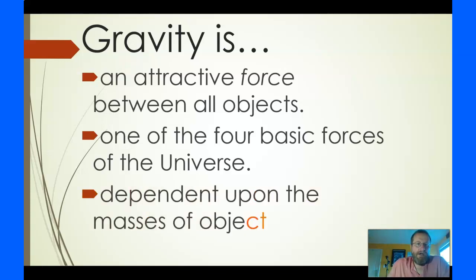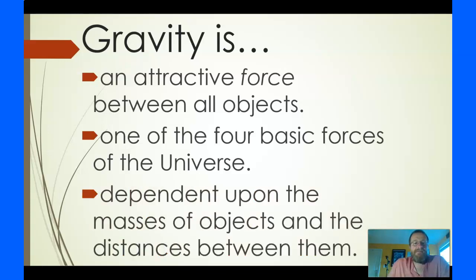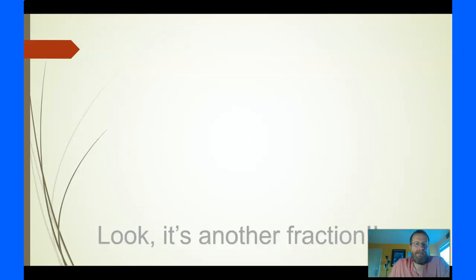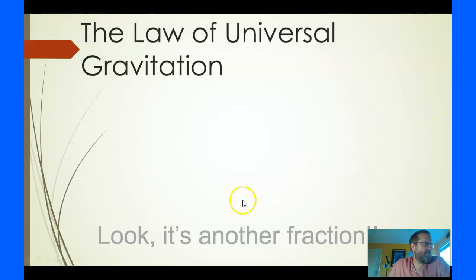All right. Also, gravity is dependent upon the masses of the objects and distances between them. Don't have to write that down because it's in the next little thing. That next little thing is the law of universal gravitation. I thought that wouldn't be up there yet. Oh well, it's there. So this is an equation, a formula, which you will not have to ever use to solve for anything, but you do have to look at it and learn about it.